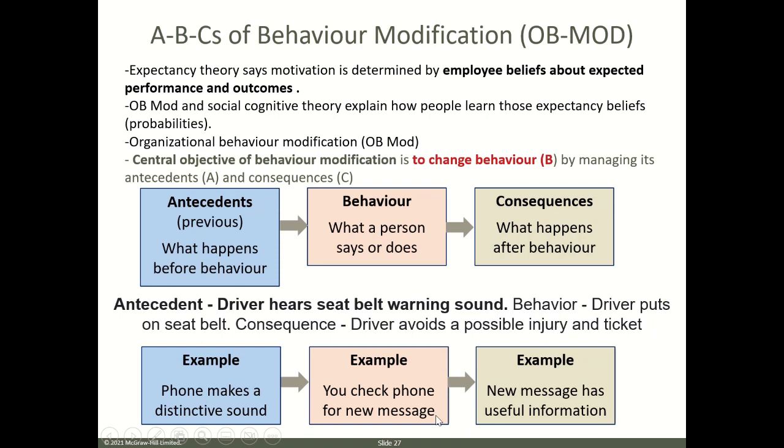The second example that I want to give you is this. The antecedent is the driver hears a seat belt warning sound. For example, you're driving and you hear a beep. It shows that you have not plugged in the belt, right? You need to wear the belt. And the behavior, the second part, will be the driver puts on the seat belt. What will be the consequences of the behavior? The driver avoids a possible injury and tickets. Consequences may be good or bad. So this is the ABC of behavior modification.